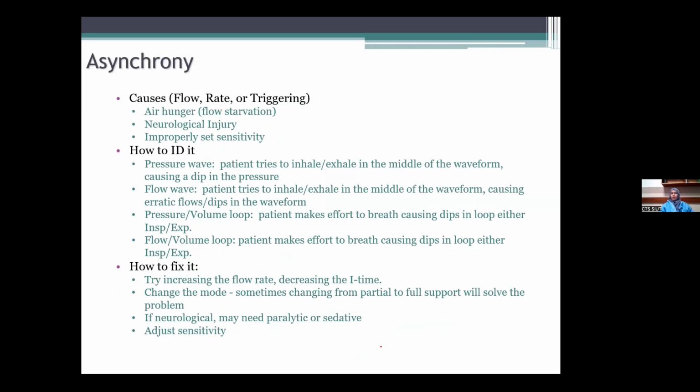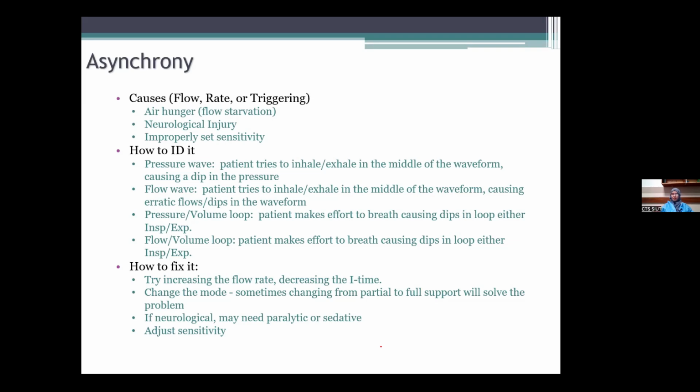Asynchrony. What can be the causes of asynchrony? It can be because of flow starvation. Maybe the ventilatory settings are not adequate enough for the patient. It can be because of neurological injury, and there can be ventilatory settings which are just not meeting the current requirement of the patient. So how would you identify it? You'd be able to identify it in all of the waveforms. The pressure wave is going to show it, the flow wave is going to show it, the loops are going to show it.